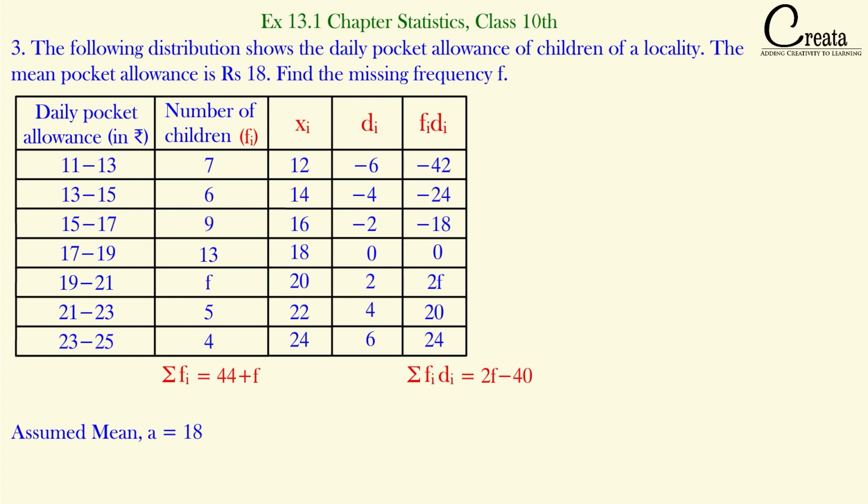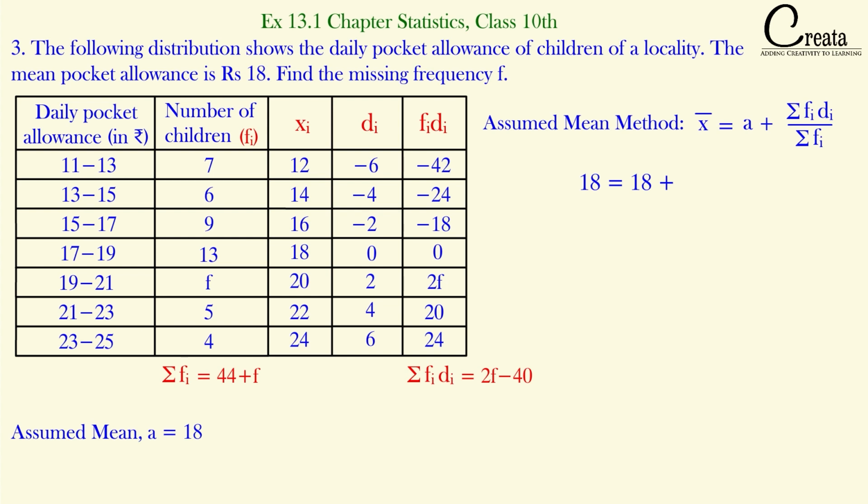Let's take the formula of the assumed mean. This is the formula of assumed mean: x bar is equal to a plus sigma fi into di upon sigma fi. We know the value of the mean, it is given as 18, and the value of a, that is the assumed mean, is 18. Note that here x bar and a both are equal to 18. This we can use to simplify the calculation, but for the time being we will not do so. In the end I will explain how we can further simplify the calculation by using this fundamental, that is, our mean and the assumed mean are equal to each other. That I will cover at the end of the question.